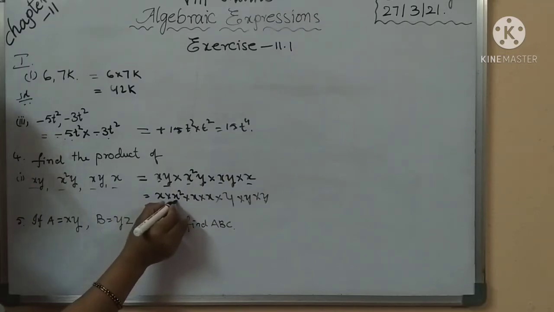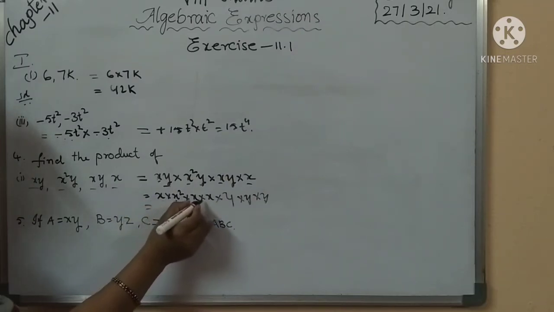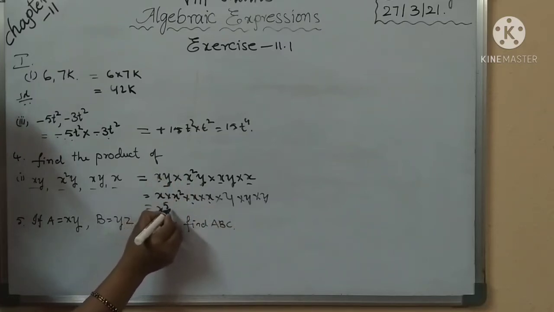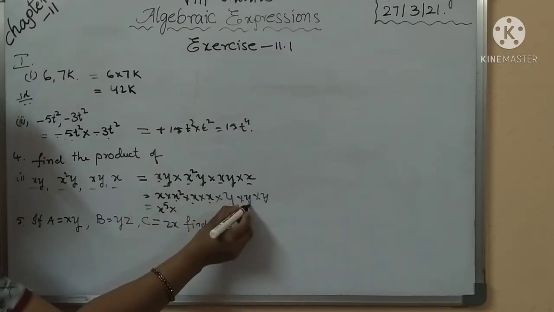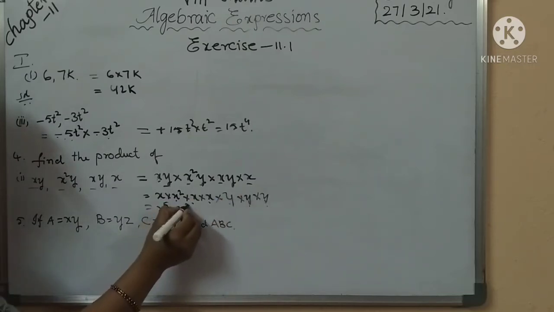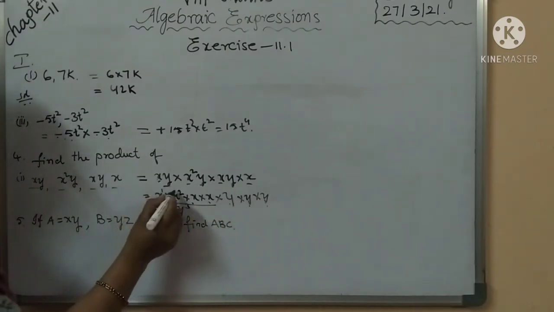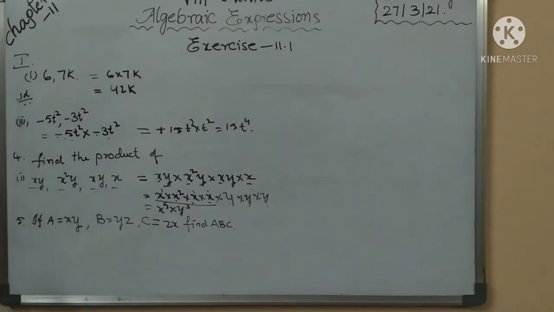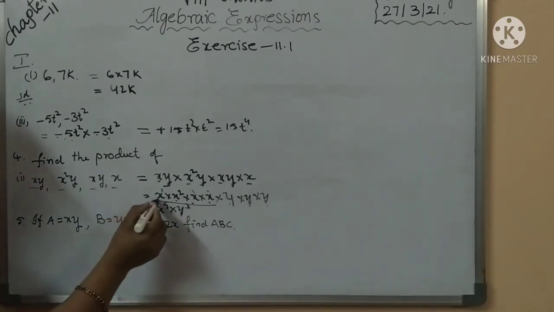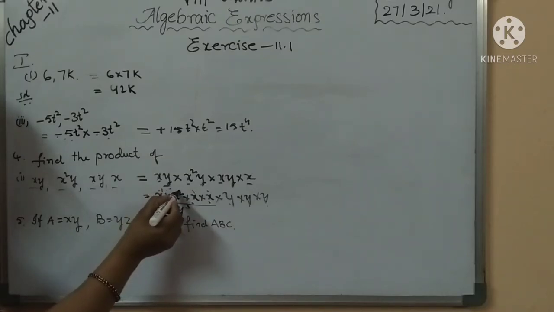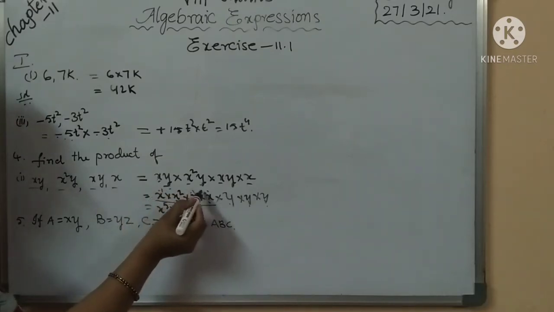x into x square, x cube; into x, x power 4; into x, x power 5. And y into y, y square; into y, y power 3. So we use the law of exponents: the power is 1 when not written. a power m into a power n equals a power m plus n. The bases are same, then exponents are adding. 1 plus 2, 3. 3 plus 1, 4. 4 plus 1, 5. x power 5.